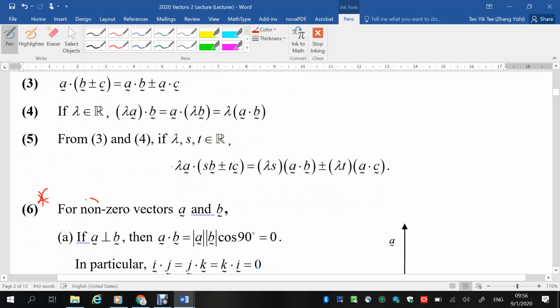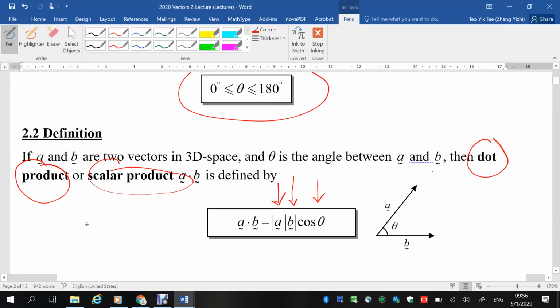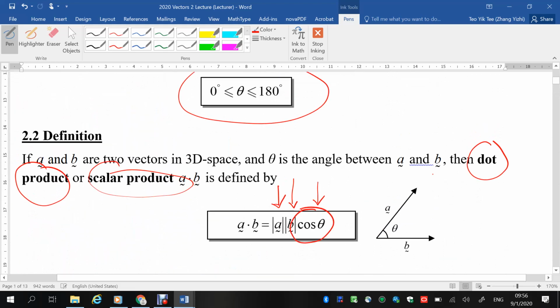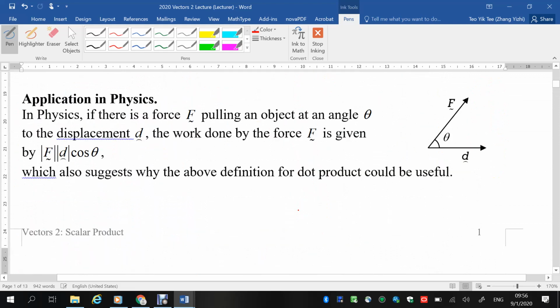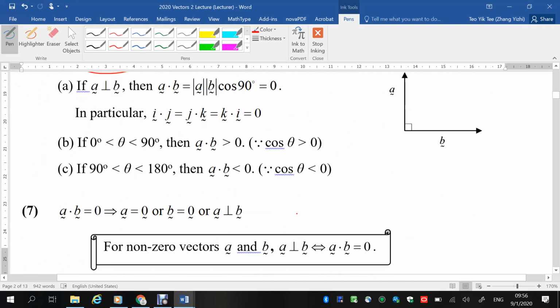Okay, again take note, non-zero. I asked you to highlight non-zero previously in your chapter 1. I also asked you to highlight non-zero here. If vector A is perpendicular to vector B, the dot product is 0. Do you know why? It's actually common sense. I don't need you to memorize this. If vector A is perpendicular to vector B, A dot B must be 0 because of this formula. What is cosine 90? 0. So if they are perpendicular, A dot B must be 0.